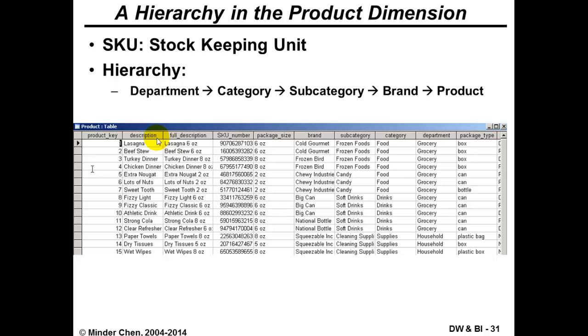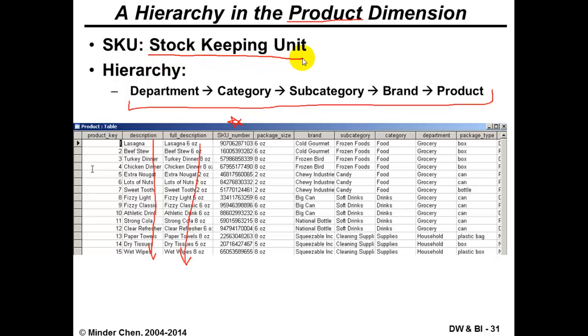Let's use our grocery database as an example, the sales fact table, which has multiple dimensions. One of the dimensions is the product dimension. In the product dimension, we can naturally find the following hierarchy. The product in the product dimension table, at the most detailed level, is the product, like product name, with a longer full description of it. At the operational level, sometimes we use SKU, which is stock keeping unit number, to keep track of a specific product. The surrogate key for this product table is just an auto number, a sequential number for efficiency purposes.